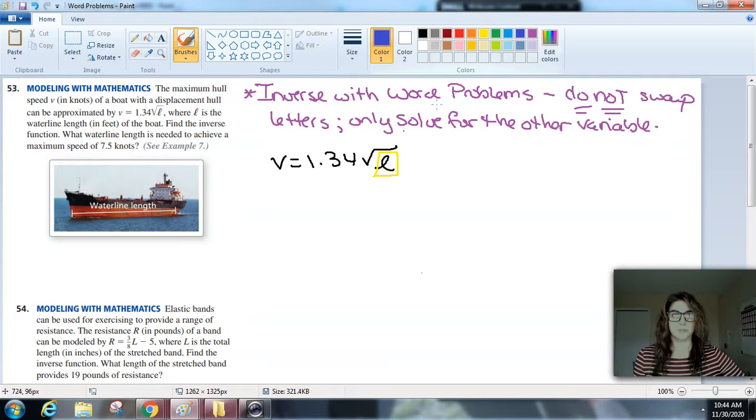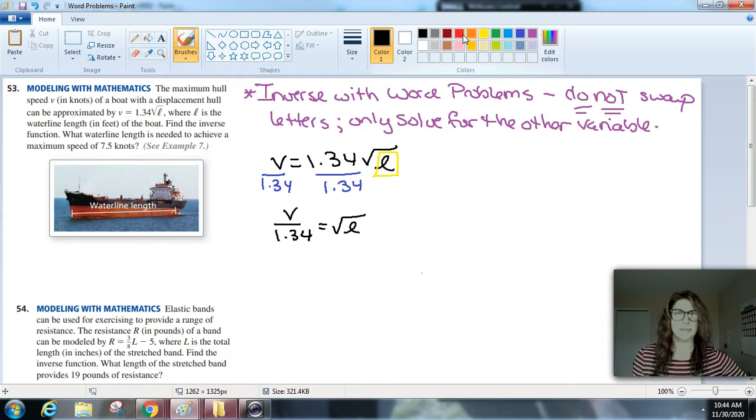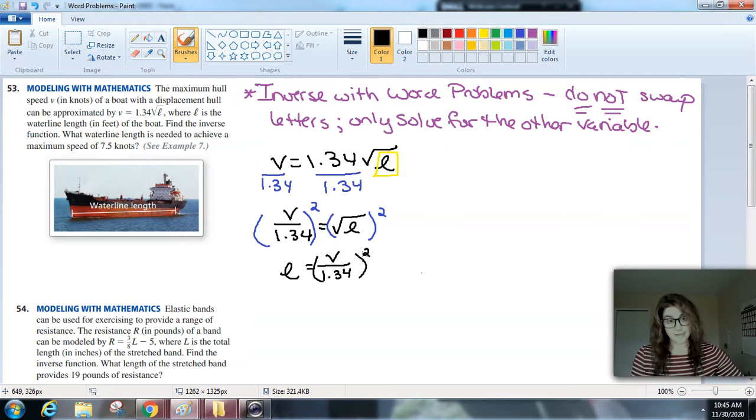So in order to do that, first thing we want to do, get rid of that multiplication by dividing. I'm going to leave it in that fraction form. And then again, to undo a square root or any root, you're just going to raise it to that power. So a square root is a squared power that I would raise it to. And in this case, I have L equals V over 1.34, and that whole thing is squared. I can now use that to help me find a solution easier.